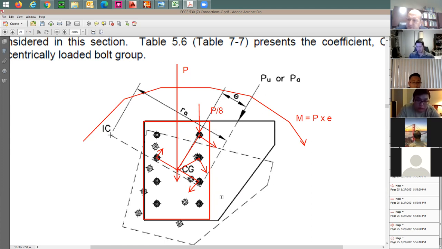Did you guys see this before? This analysis to find out the forces in each bolt, or no? This is your first time. Yes? Yeah, we went over it, but really, really briefly. In which course? Steel design. Steel design, okay.